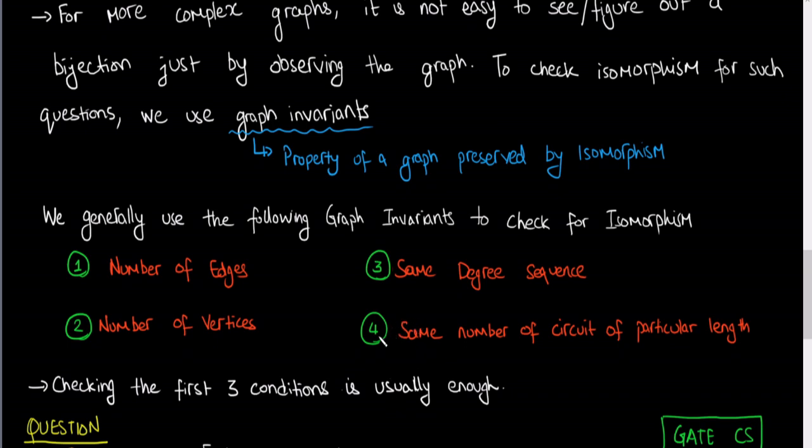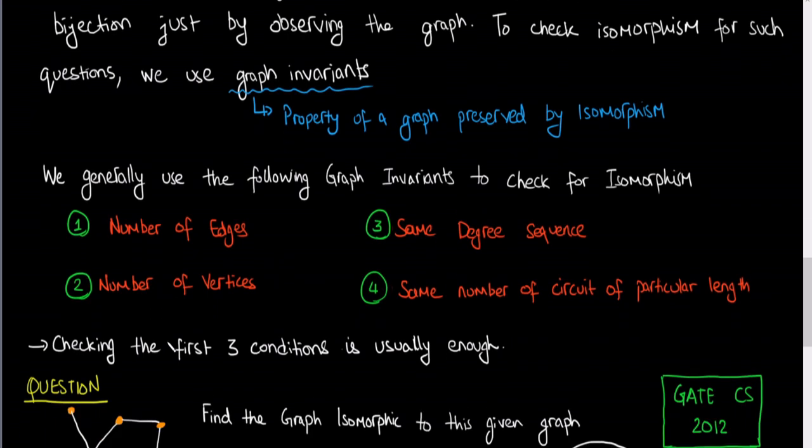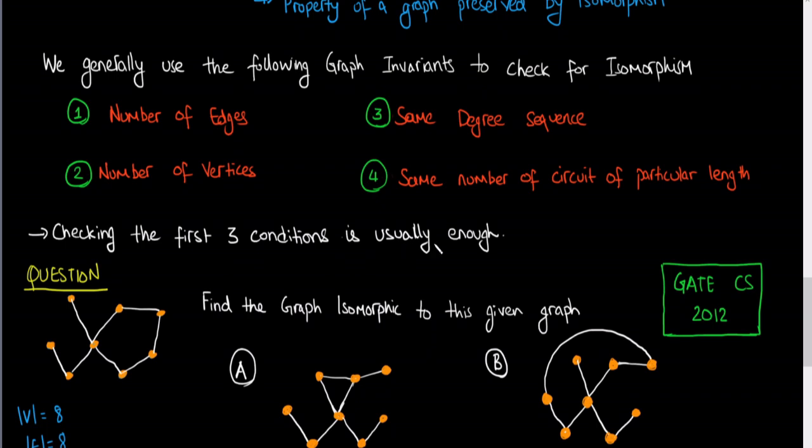That means if you've got a big graph of say 10 or 15 vertices and you've got a small cycle in it of say 4 or 5 vertices, say a 15 vertex graph with a cycle of length 5, then in your isomorphic graph there should also exist a cycle of length 5. This is applicable to all the cycles in your original graph; they should be the same in your isomorphic graph. Usually checking the first 3 conditions is enough to see whether both graphs are isomorphic or not. So let's do one question.